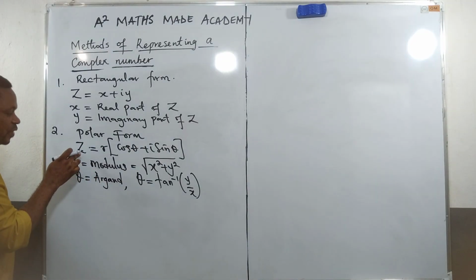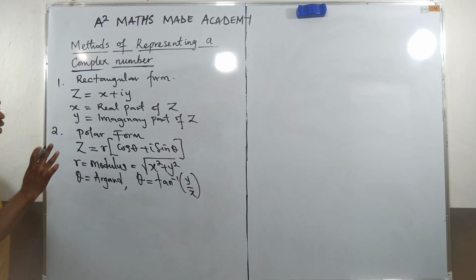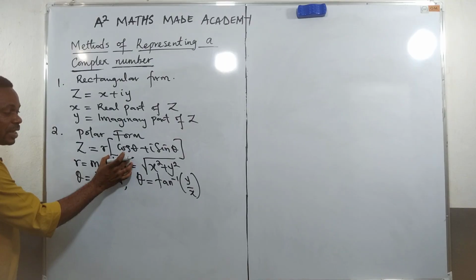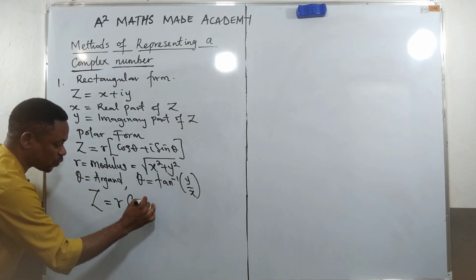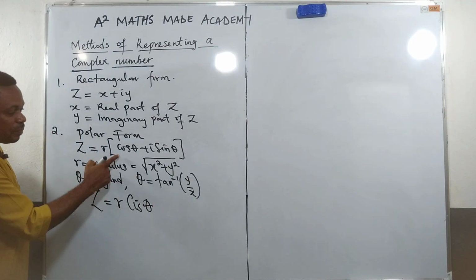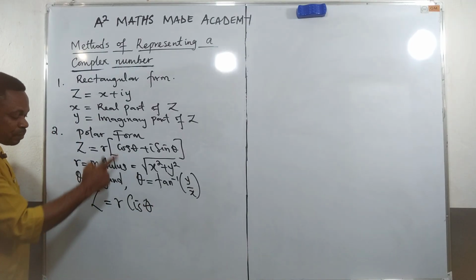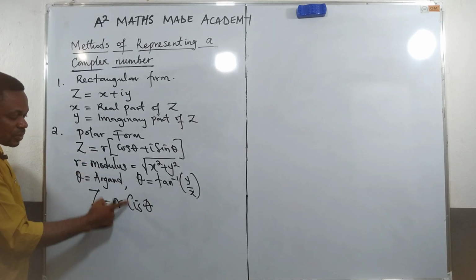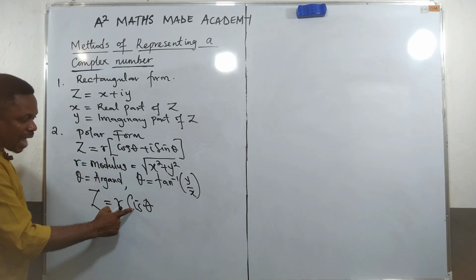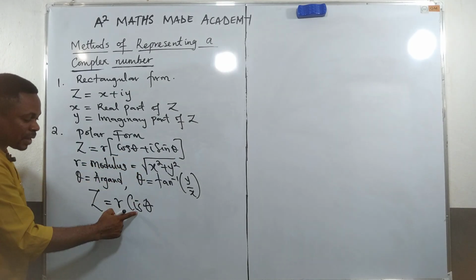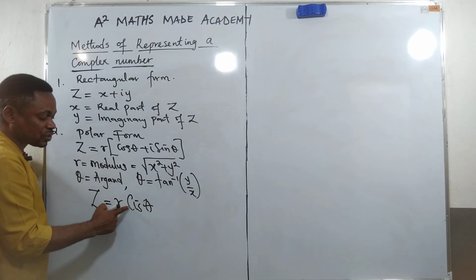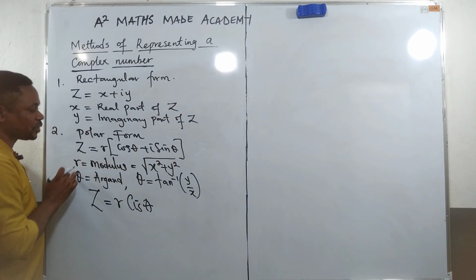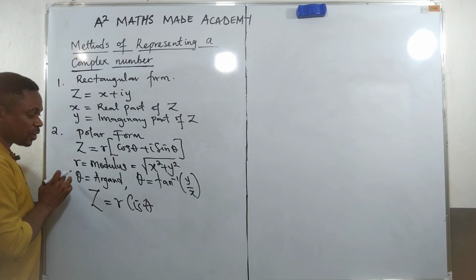Now I want you to observe again that this polar form of a complex number can be condensed to give us z equal to r cis theta. That is another way you can represent this particular polar form. So r stands as the modulus, c stands as cos, i stands as imaginary, s stands as sine, and theta is the argument or amplitude that is governing both cos and sine. So this is the number two method of representing a complex number.